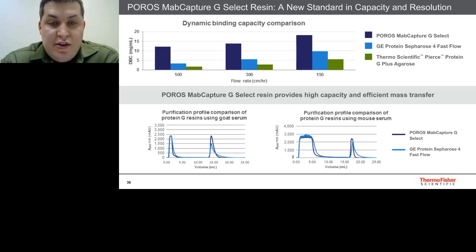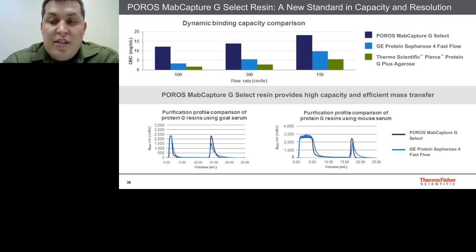The lower graphs show chromatograms using either MabCapture G Select or Protein G Sepharose Fast Flow. These resins were loaded with either goat or human serum that contained approximately 12 mg of IgG. In the graph on the lower left, you can see that MabCapture G Select has a larger elution profile, indicating a higher binding capacity than that of Protein G Sepharose 4 Fast Flow. And on the right, you can see that MabCapture G Select has a similar binding capacity to Protein G Sepharose 4 Fast Flow, but has more efficient mass transfer, which allows for the protein to be eluted in smaller volumes.